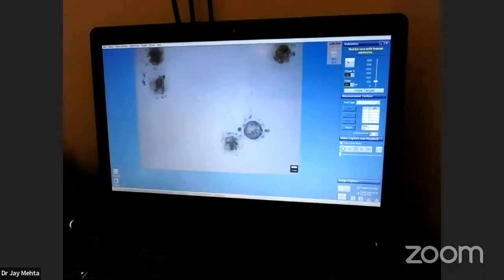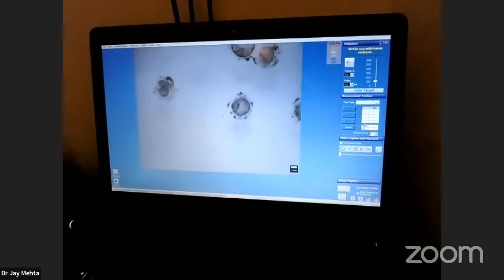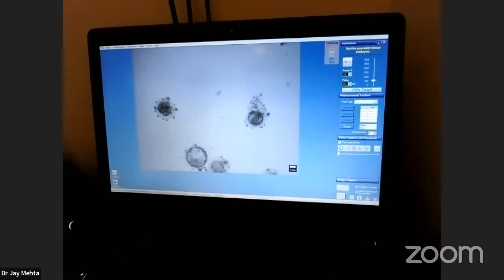Do we have an expanded blastocyst in this plate? I'm quickly scrolling through the plate and I don't see an expanded blastocyst in this plate at the moment.